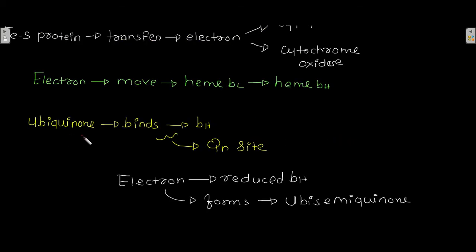Ubiquinone then binds to bH at the QN site. The electrons from the reduced bH form ubisemiquinone at this QN site. So ubiquinone is coming and binding at the QN site, and it is getting converted into ubisemiquinone.